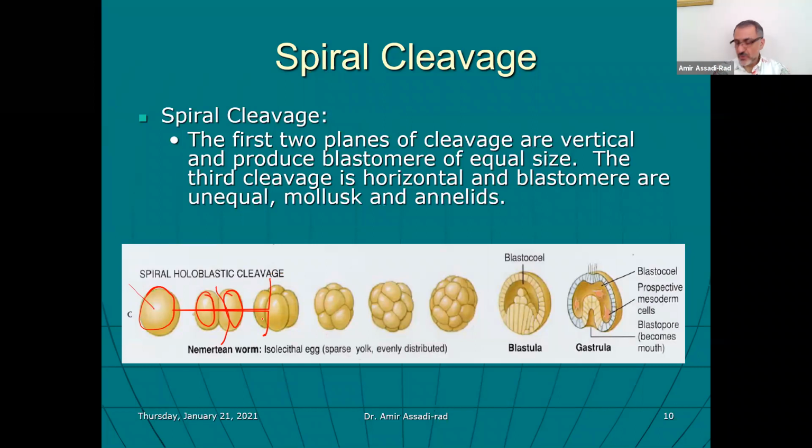The third cleavage is horizontal. So the first two are vertical, and the third cleavage is horizontal, like this, like that. You guys see that? Okay. And the blastomeres are unequal.